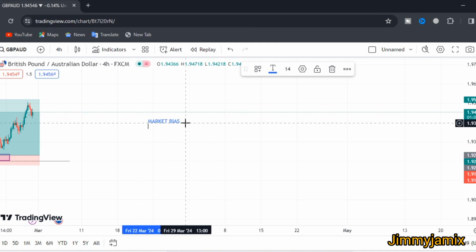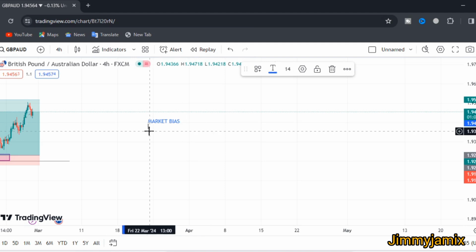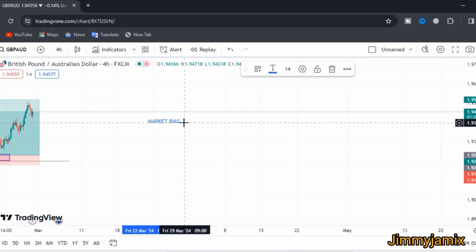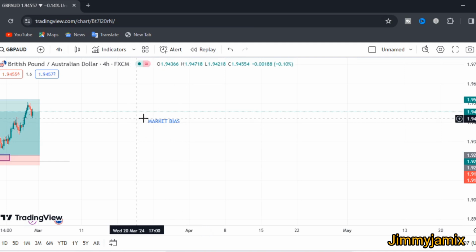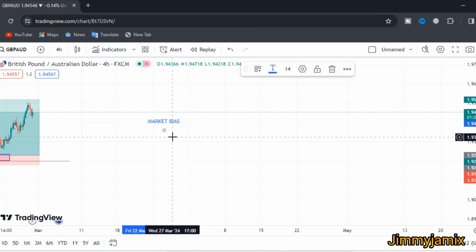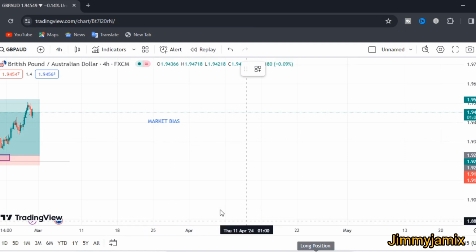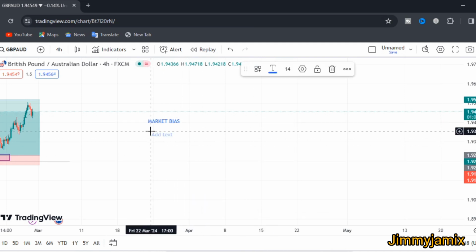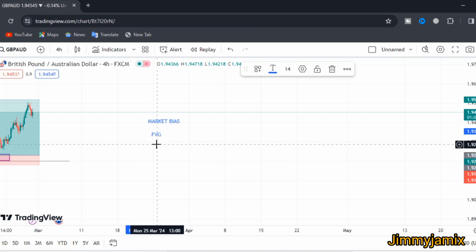The next thing, before looking for any order block, you must first consider the break of structure. There must be a break of structure, and a fair value gap. This break of structure is in the market bias. After that, you must also look for the fair value gap, before using that order block.